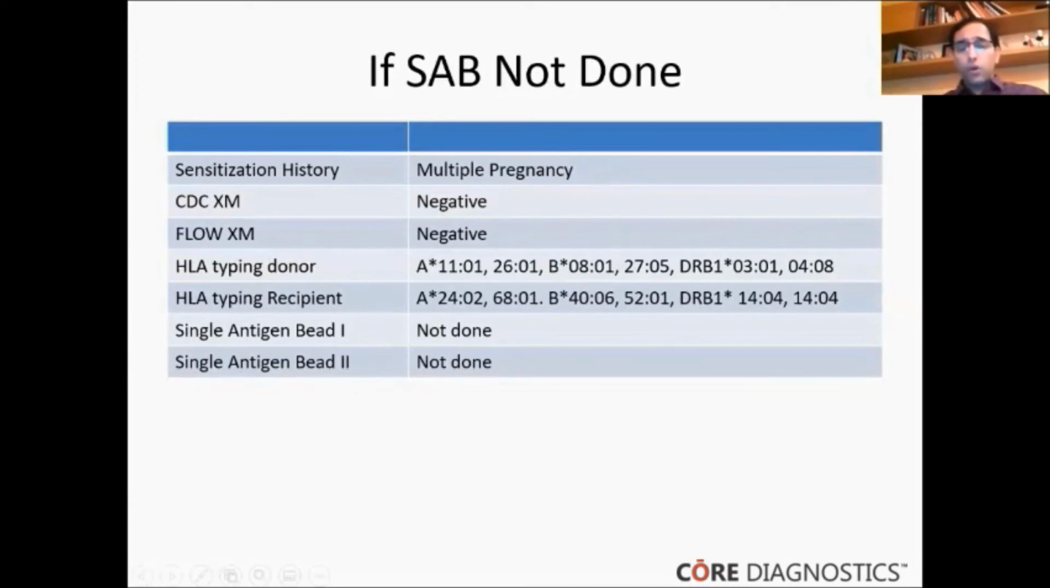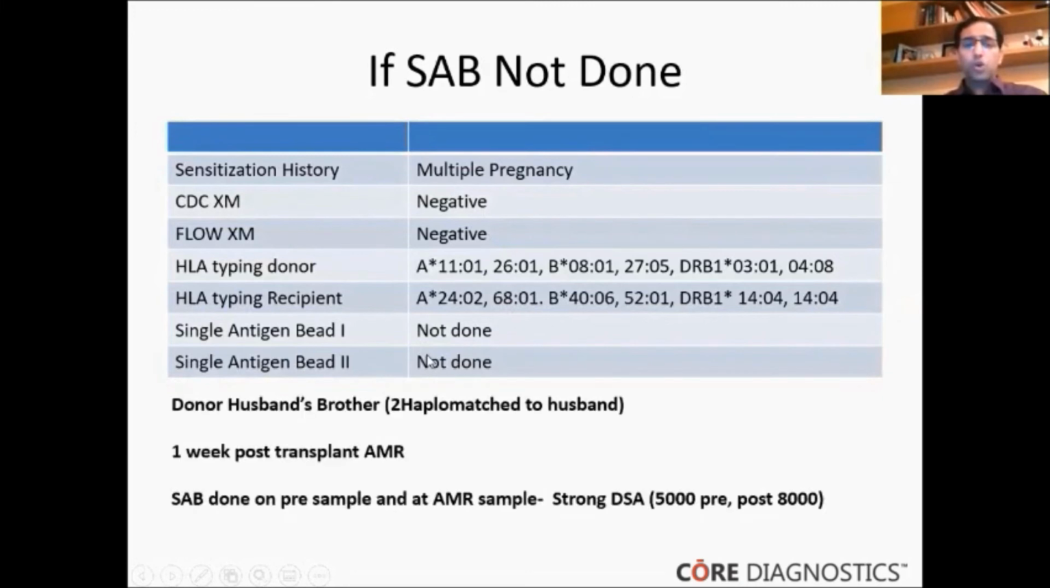Now I do want to share a case from when we were initially not doing single antigen bead in all our cases. So what happens when you don't do single antigen bead? This is a patient who had multiple pregnancies. Her CDC crossmatch and flow crossmatch were negative. The donor was her husband's brother, and we didn't do the single antigen bead. The husband's brother turned out to be a 2 haplo match to her husband.